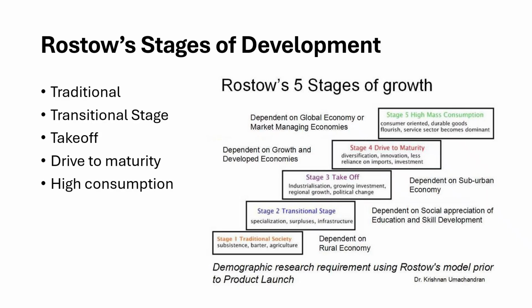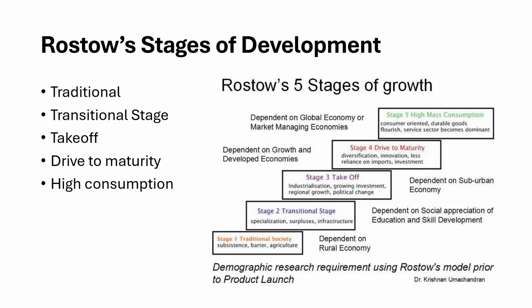generally in textile industries. Starting in stage 3 of Rostow, states begin rapid industrialization in one area and growing investment in others. Regional growth is happening. Political change starts to be dependent on a more suburban economy. Stage 4 is the drive to maturity and is dependent on diversification of industries. You're getting more industries, innovation, less reliance on imports. A lot of government investment is occurring at this stage.